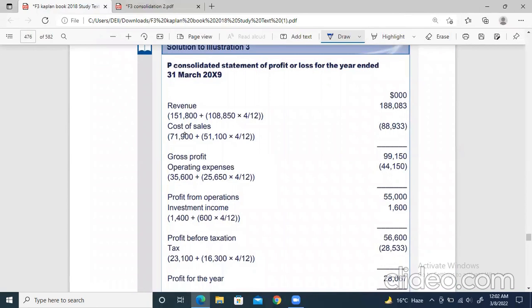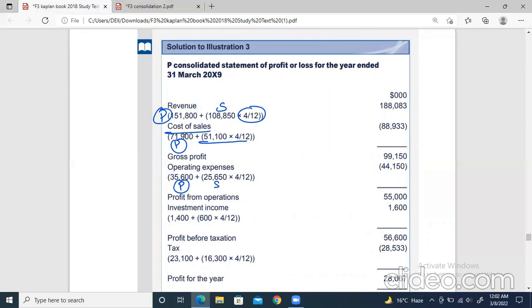Now this is revenue. First of all, revenue. Parent one is full, right? Obviously it will be full. Now this is subsidiary one multiplied by 4/12, right? Same with cost of sale. Parent is full, subsidiary multiplied by 4/12, right? Operating expenses, parent is full, subsidiary multiplied by 4/12, right? So everything just for the subsidiary is being multiplied by just the amount of months that we have acquired during a year. The other ones will not be considered. Okay, right, got it?